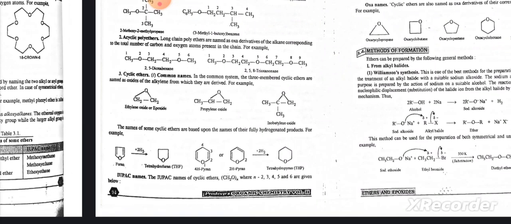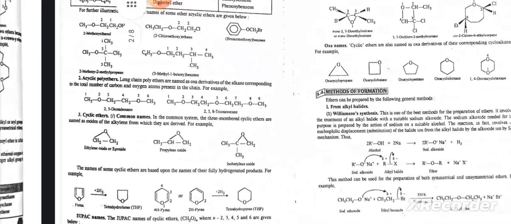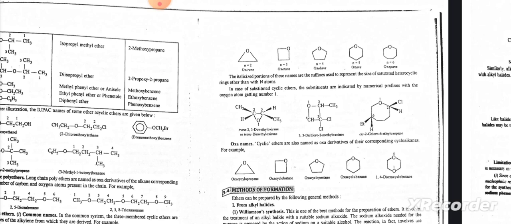The names of some cyclic ethers are based upon the names of their fully hydrogenated products. For example, furan, tetrahydrofuran, 4H-furan, etc. The italicized portions of these names are the suffixes used to represent the size of saturated heterocyclic rings. In case of substituted cyclic ethers, the substituents are indicated by numerical prefixes with the oxygen atom getting number 1. Oxa names: cyclic ethers are also named as oxa derivatives of their corresponding cycloalkanes.